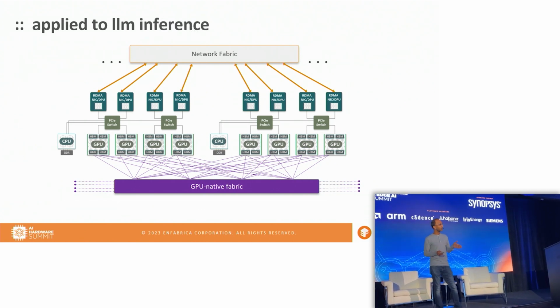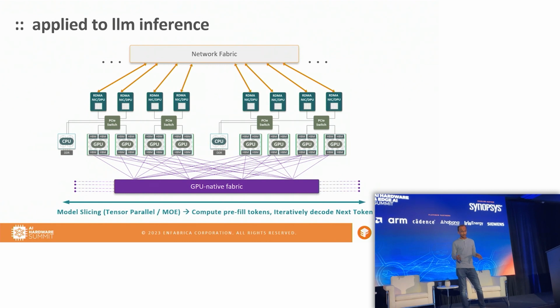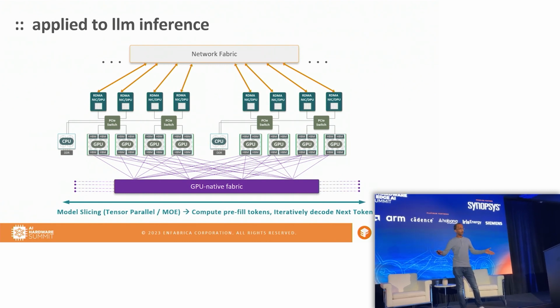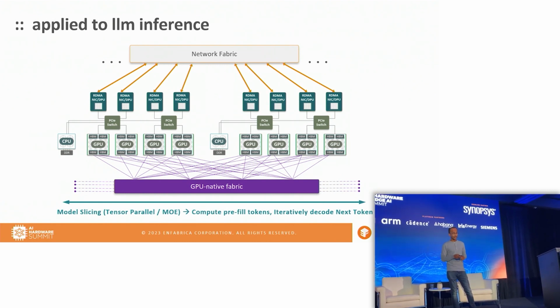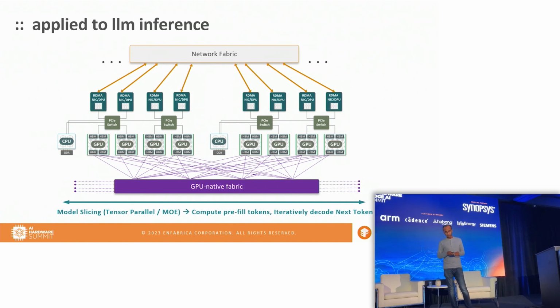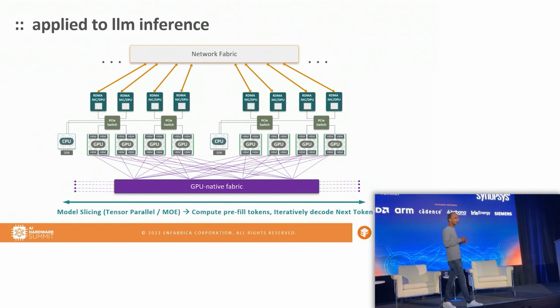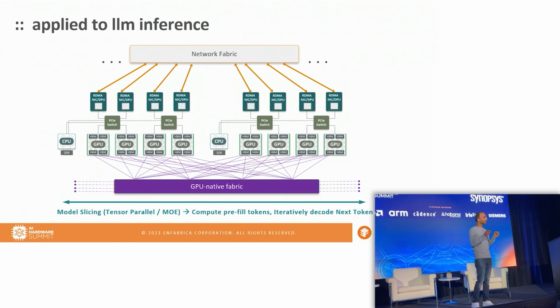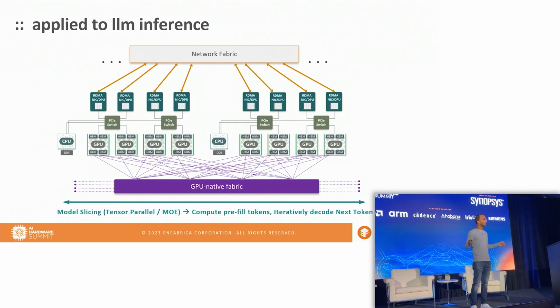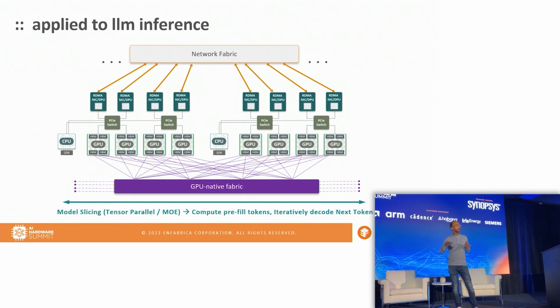When applying that system to inference, the same type of model slicing exists because it's the same copy of the model that was just trained that's deployed in these systems. And so that spans the GPU native fabric. And that is where, if you refer to the Meta talk this morning, they did a great job of describing how that phase is composed of a very heavy computational phase up front that is massively parallel to compute all the prefill tokens, and then a sequential process after that to iteratively decode the next token.